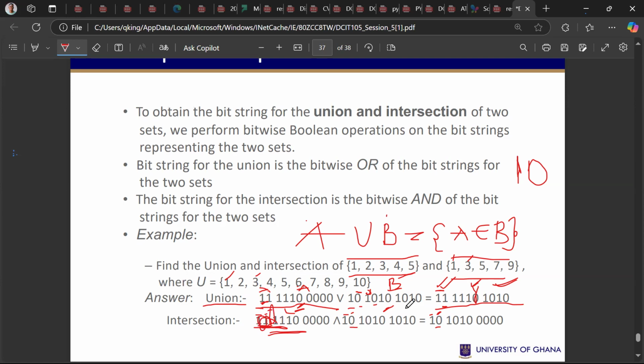Intersection means both sides must be equal. So we pick the first value from set A and set B, which are both 1, which is equal. But the second value, which is 1, is not equal to the second value of set B, which is 0, and so hence it is 0. And it goes on like that. I believe you now get this particular slide.